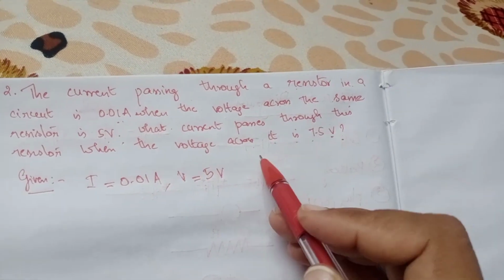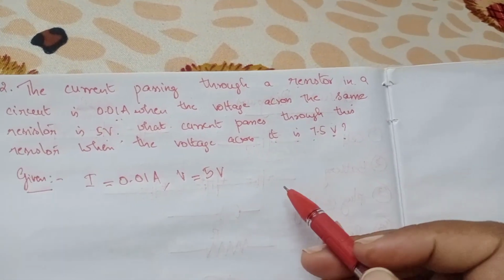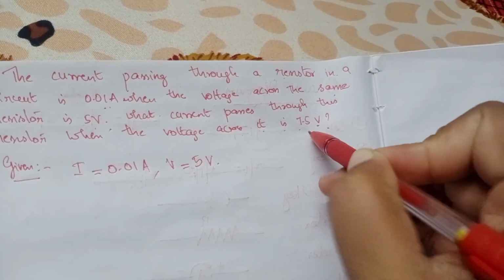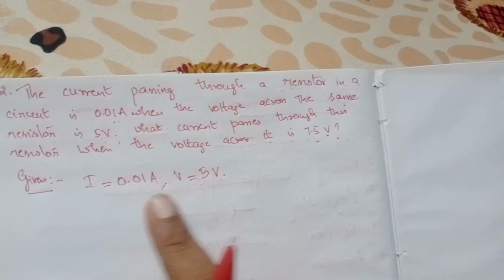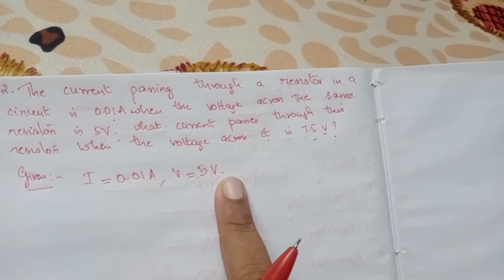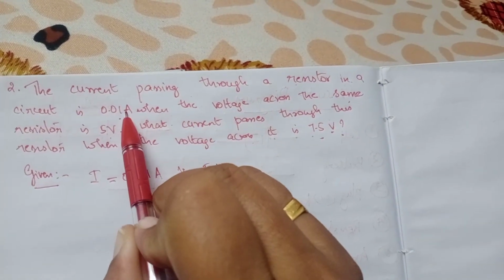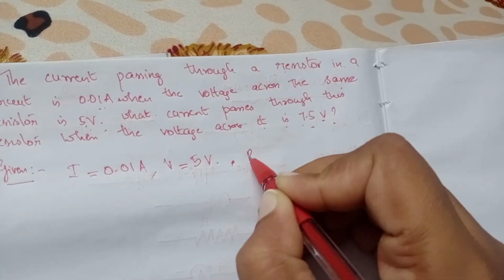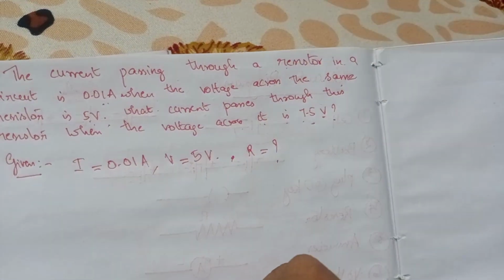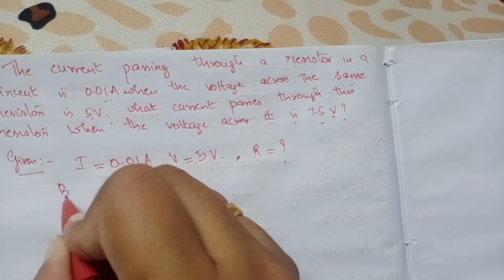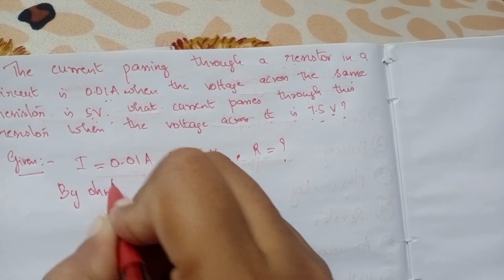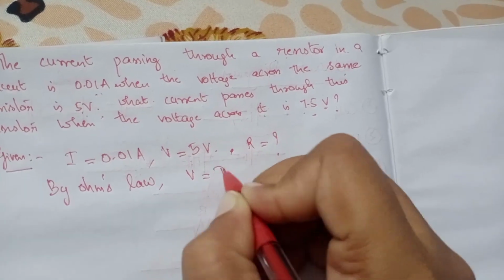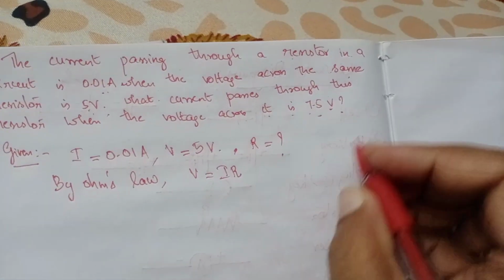Now what we have to find is the current passing through the same resistor when the voltage is 7.5 volt. Here the current and voltage values are given initially as 0.01 amps and 5 volt. So let us find out the value of the resistor first. By Ohm's law we have an equation, right? What is Ohm's law? Ohm's law states that V is equal to I into R.